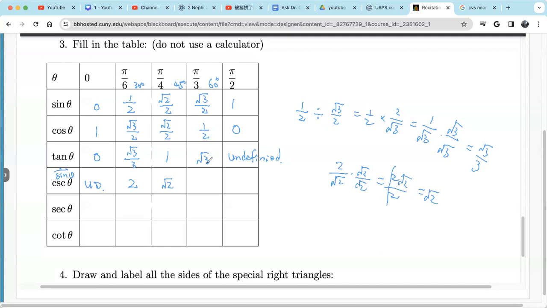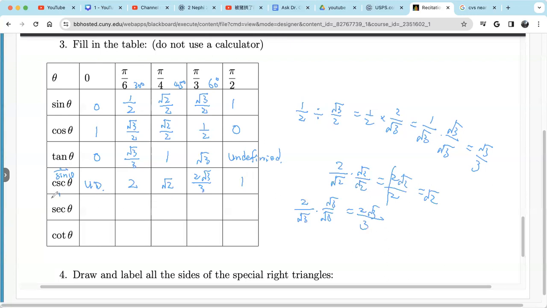Cosecant pi over 3, we'll just flip this one. Cosecant is 1 over sine, right? 1 over sine, which is 2 over root 3. We'll multiply by root 3. So we get 2 radical 3 over 3. Because the cosecant pi over 2 is the same as 1, because 1 over 1 is 1.